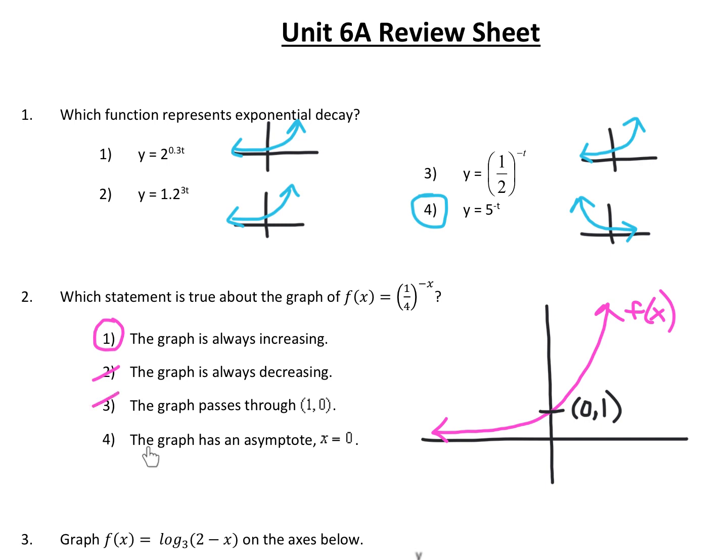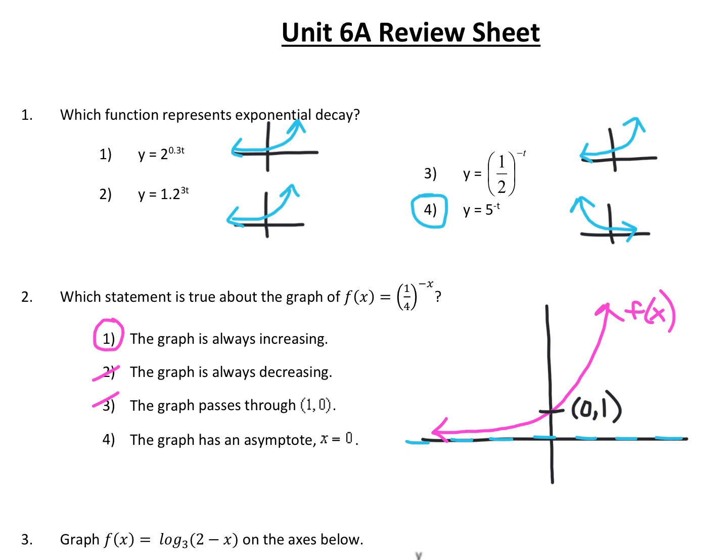And then choice 4, the graph has an asymptote at x equals 0. Okay, x equals 0, I'm going to make a dotted line. x equals 0 would be right here. It's basically your y-axis. That's not the asymptote of our graph. The asymptote of our graph would be right here at y equals 0.